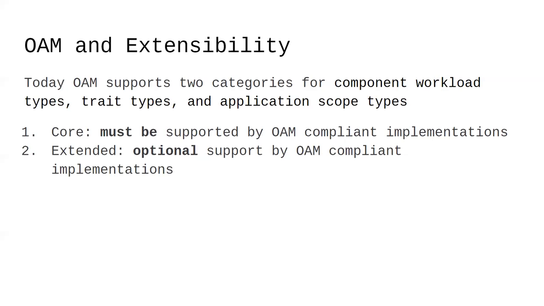So you heard me talking a lot about core constructs earlier on. These must be supported by OAM compliant implementations. And then there are extended workload types, or extensions, traits, and scopes. These are optionally supported by OAM compliant implementations. So this could be an example where you have your existing CRDs and want to plug them in. How can we set up the application model to consume these in a way that's pluggable, so you can still model it with the open application model using the same set of YAML with components, traits, and scopes?